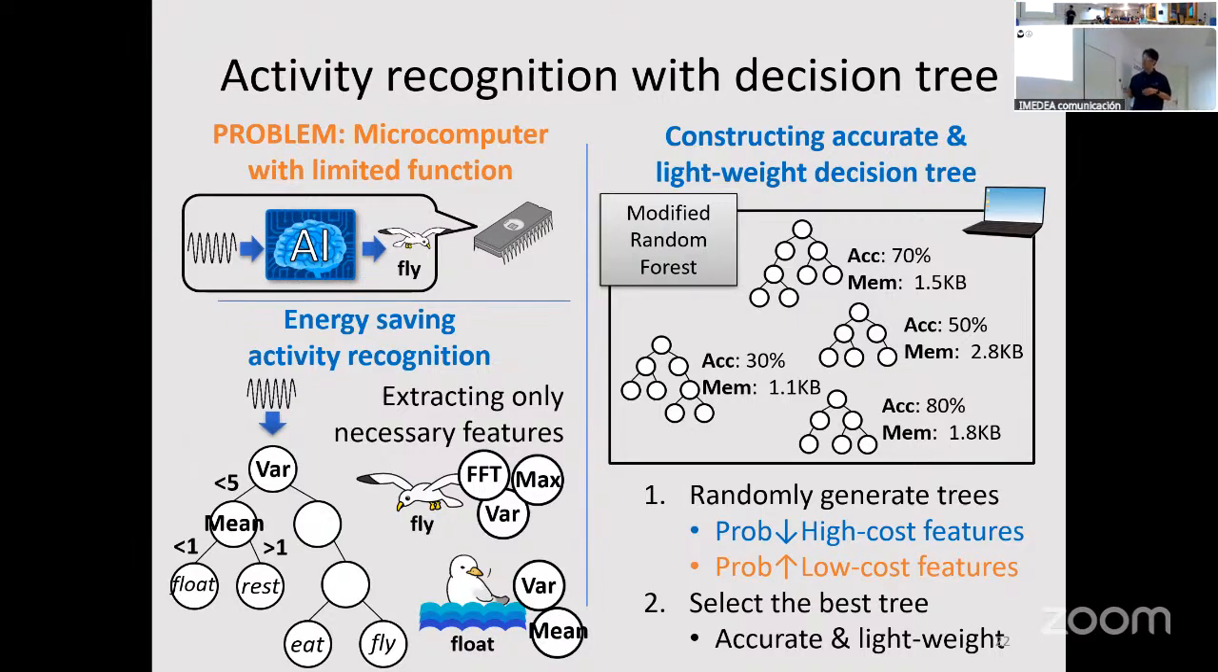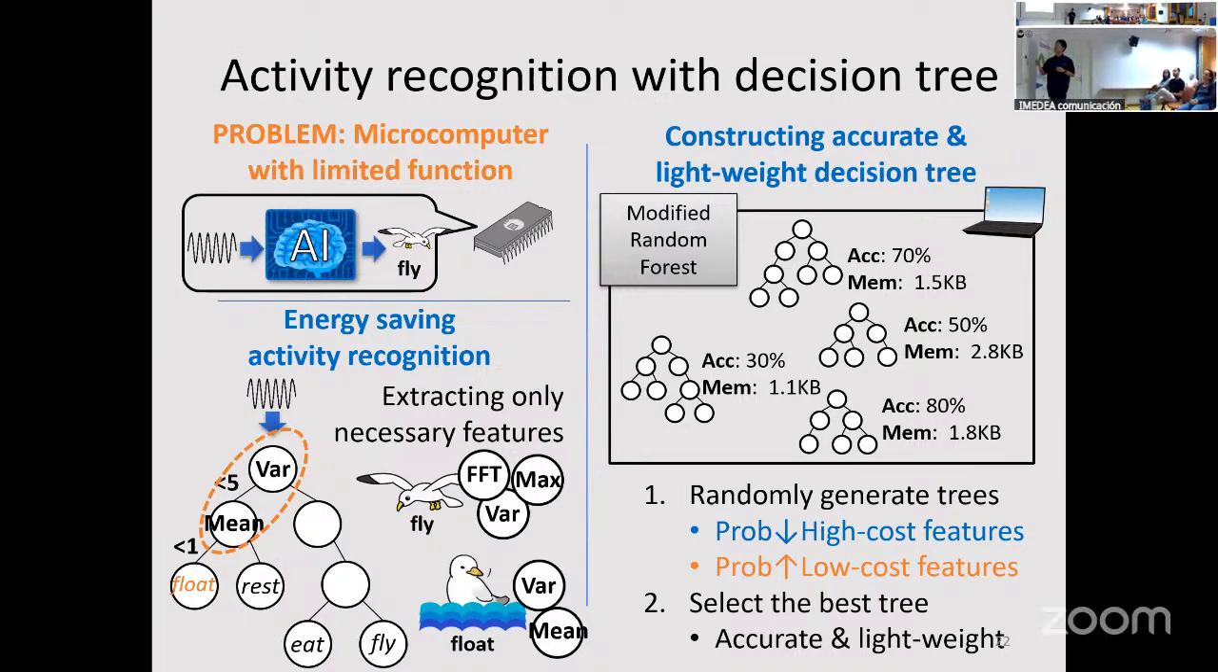Because we need not extract all the features when we use a tree, we only extract features located between the leaf node and the root node. Therefore, it is memory efficient. And in addition to this reason, we also developed a method to construct an accurate and lightweight decision tree by using a modified random forest algorithm.